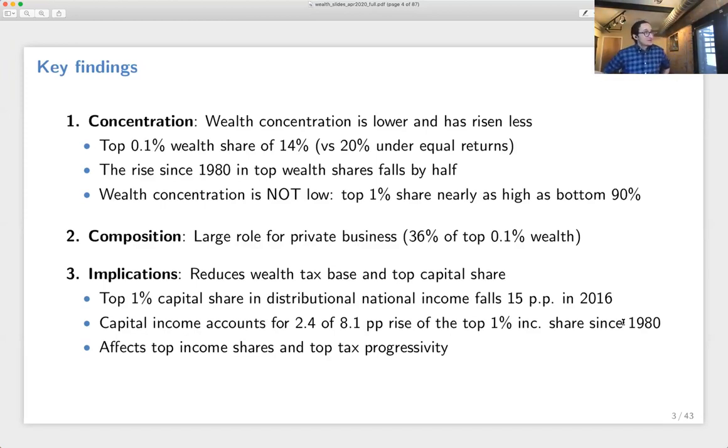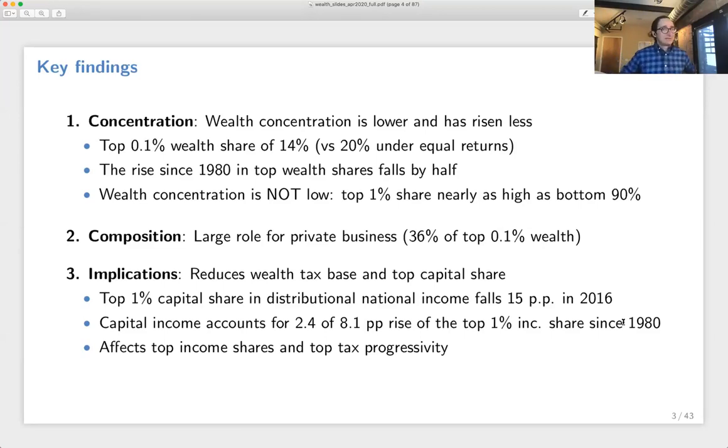Second, in terms of composition, we're going to document a large role for private business, larger than maybe previously understood. In particular, the top 0.1% wealth portfolio is going to be 36% coming from private business in our preferred series. In terms of implications, we're going to find that our estimates are going to mechanically reduce how much you would expect to get from recent proposals for a wealth tax, because of the dependence of such a tax on concentration at the very top of the wealth distribution.